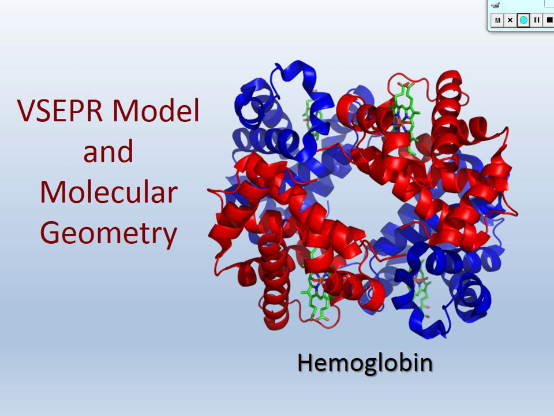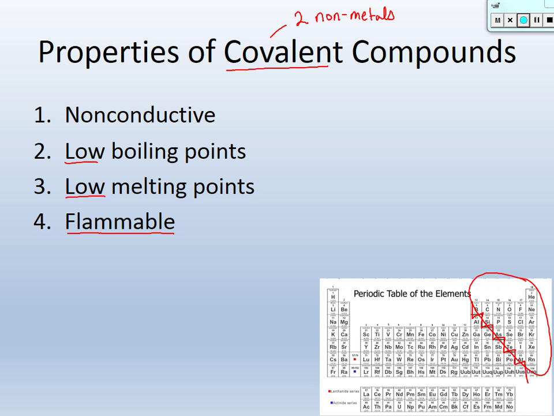And so I wanted to contrast this to ionic compounds. Ionic compounds were very conductive. They had high boiling points and high melting points. And they were not flammable in most cases.